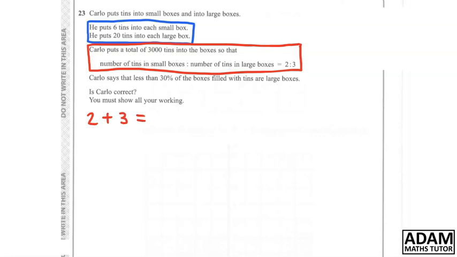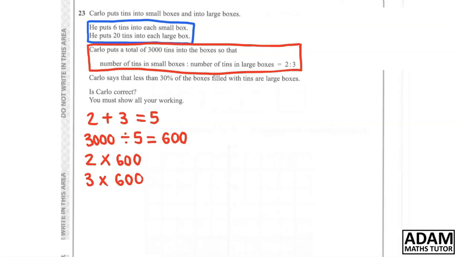So 2 plus 3 is 5. Divide 3,000 by the amount of parts that you have, which is 600. And then the small boxes represented 2 of these, so 2 times 600. And the large boxes represented 3 of these, so 3 times 600. So there would be 1,200 small boxes, and there would be 1,800 large boxes.